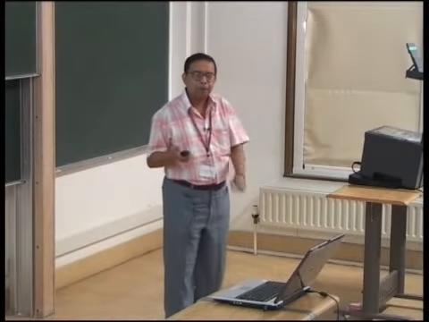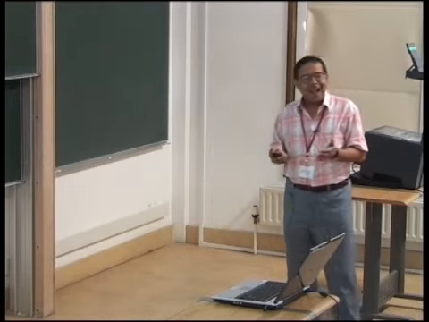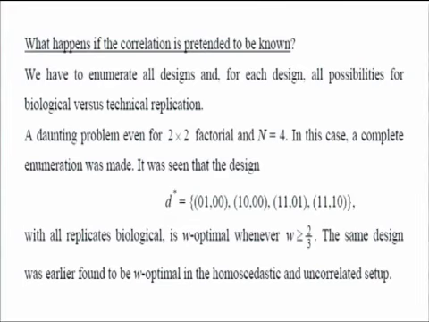So, we made a complete enumeration for 2-square design only, and that too with only 4 slides, and then it was seen that this design with all replicates biological is W optimal whenever W is greater than or equal to 3, and optimal in a very strong sense irrespective of the correlation induced by technical replication, if any.